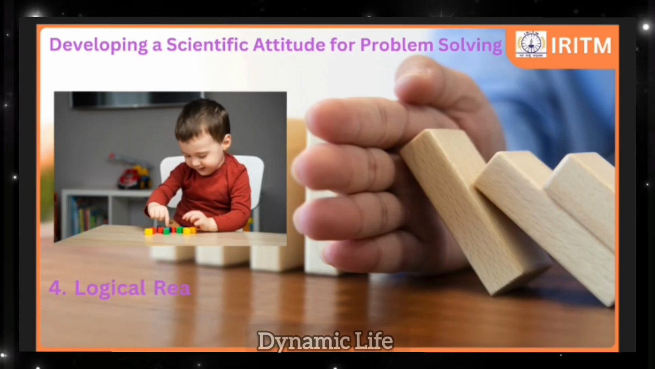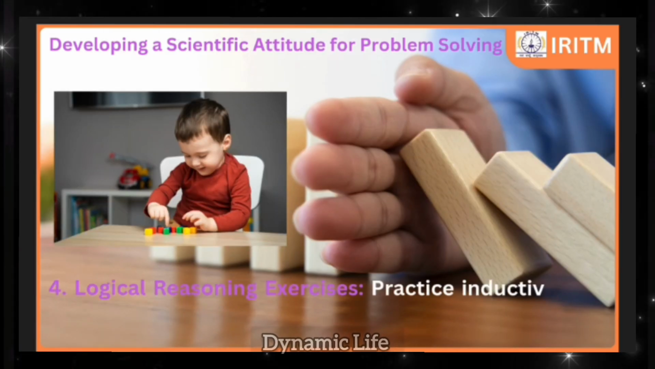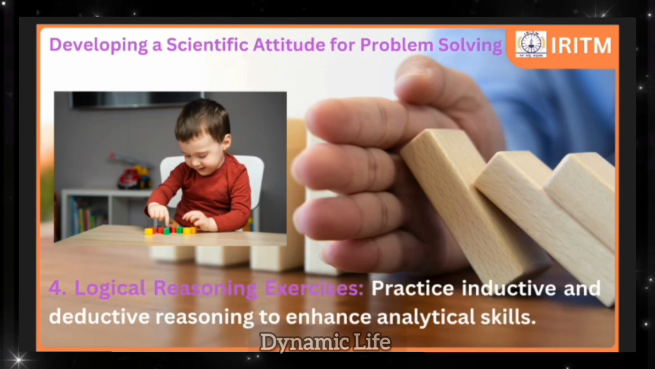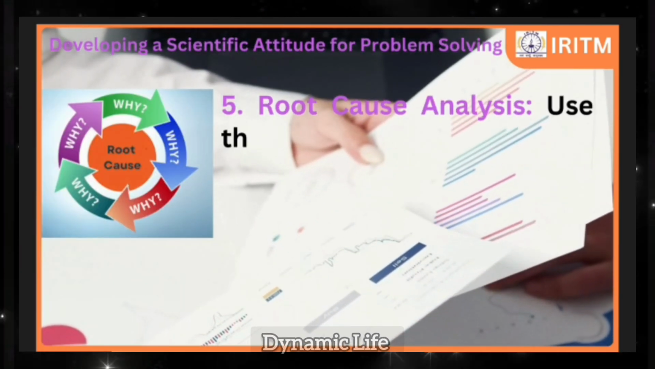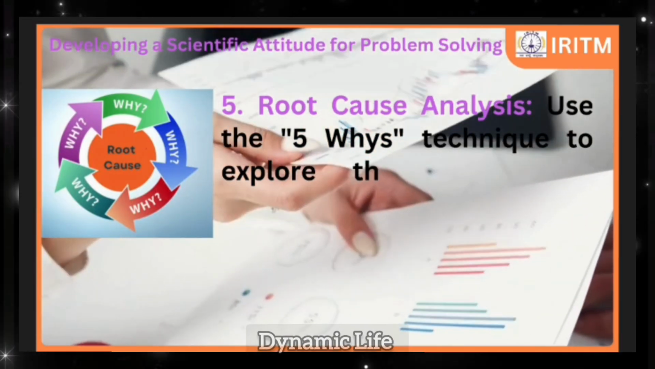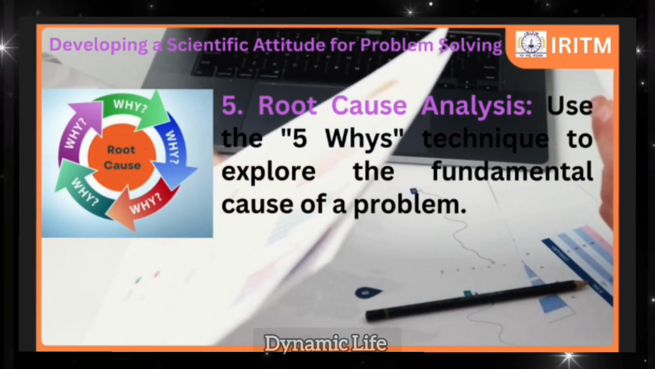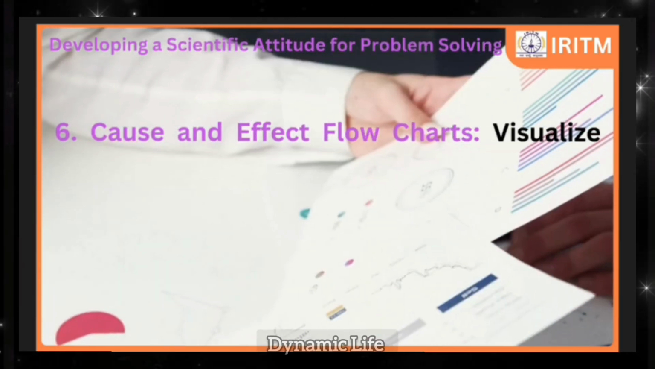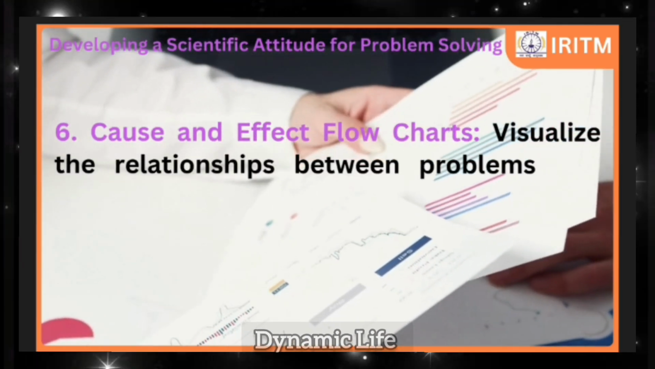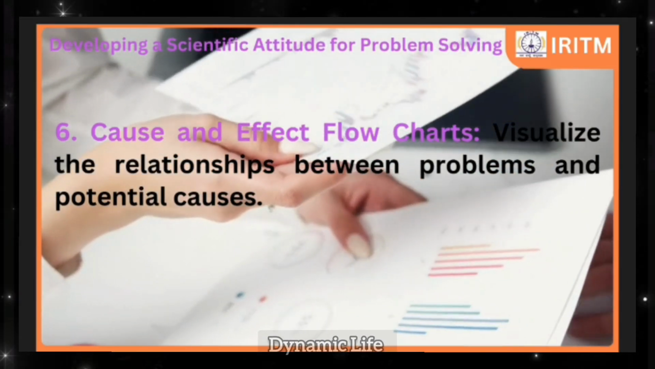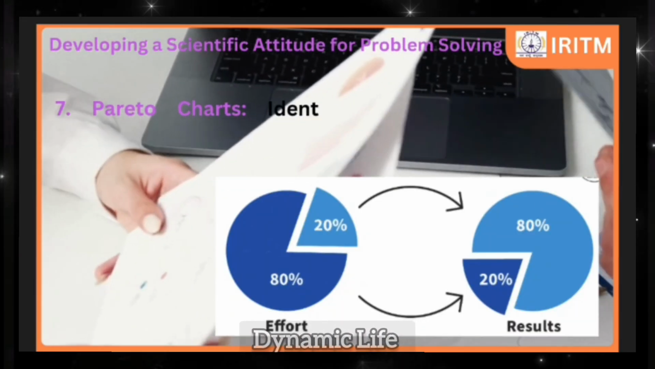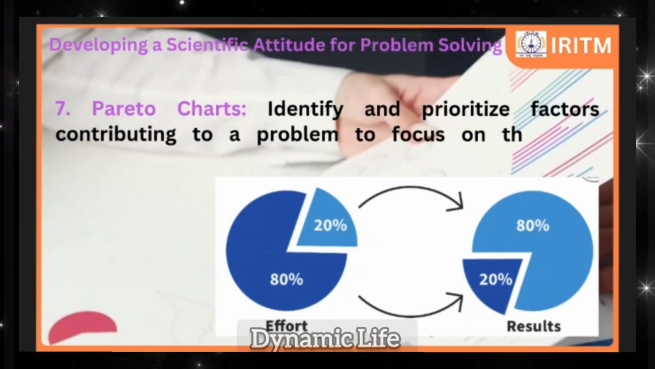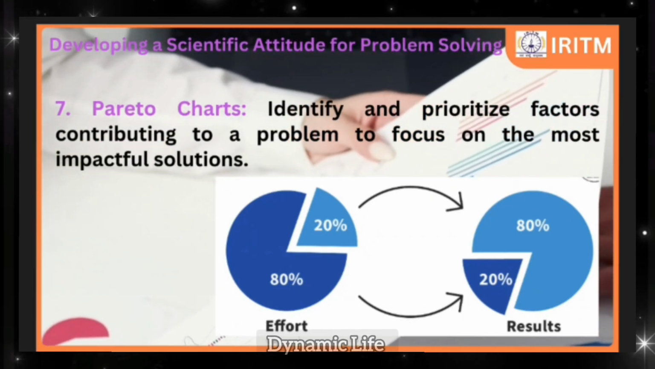4. Logical reasoning exercises. Practice inductive and deductive reasoning to enhance analytical skills. 5. Root cause analysis. Use the 5 whys technique to explore the fundamental cause of a problem. 6. Cause and effect flow charts visualize the relationships between problems and potential causes. 7. Pareto charts identify and prioritize factors contributing to a problem to focus on the most impactful solutions.